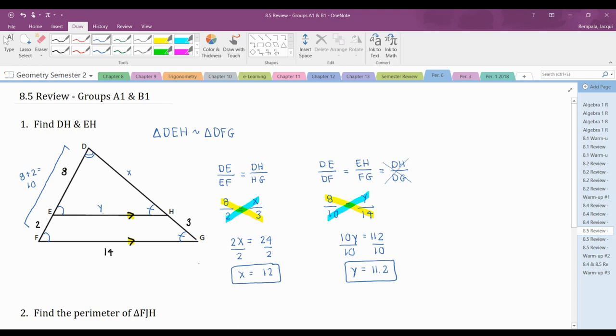Okay, so this problem deals with the side splitter theorem, which is what helped us solve for x. And then the fact that we have similar triangles helped us solve for y.